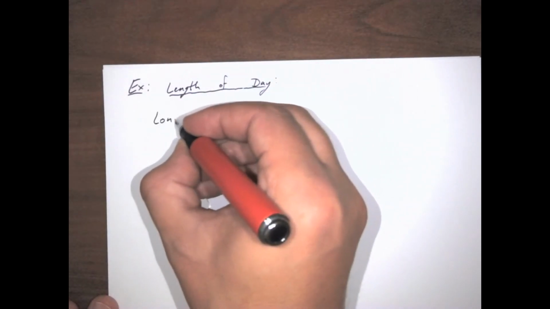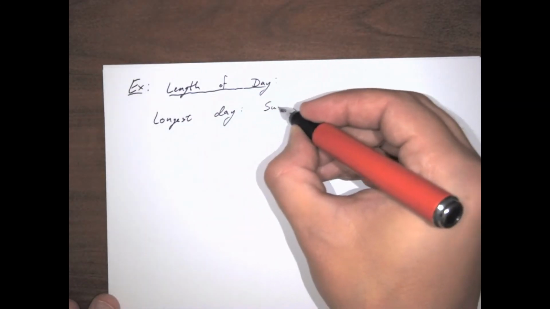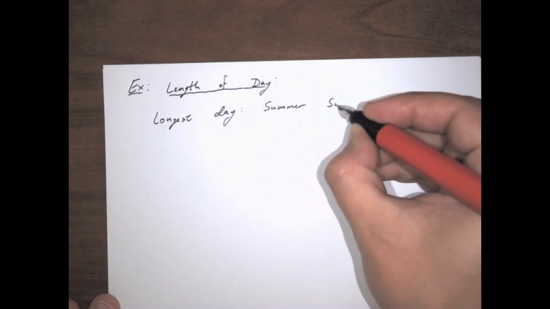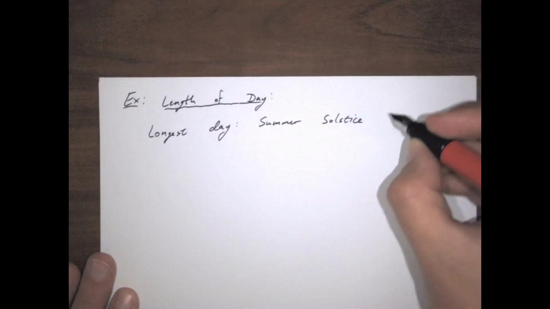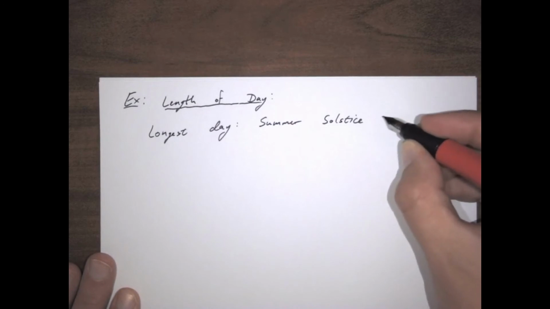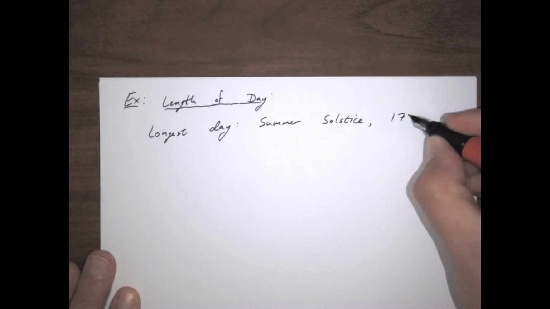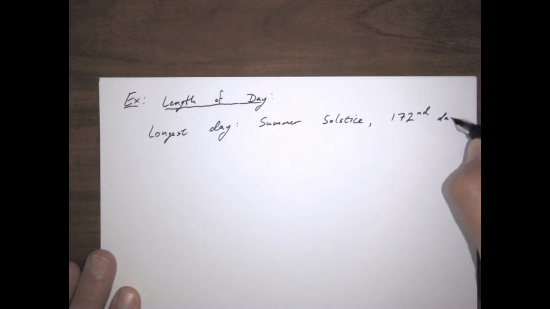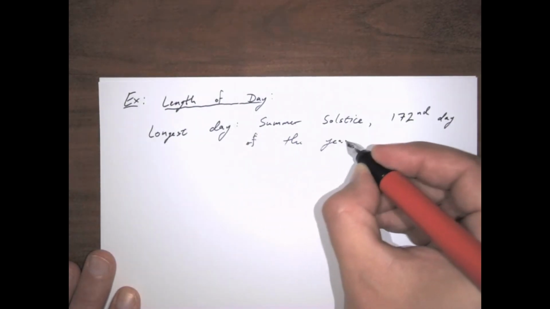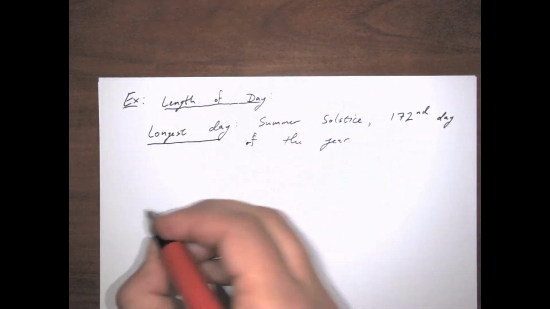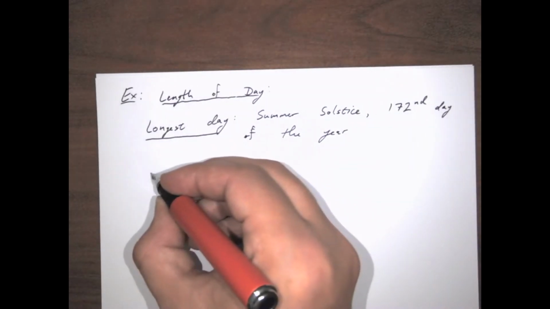So, longest day. This is the summer solstice. Most years that would occur on June 21st or 22nd, depending, and it is the 172nd day. So that's a fact that we will just use. This happened to have been the case in 2017, which is when your book's examples are all drawn from.